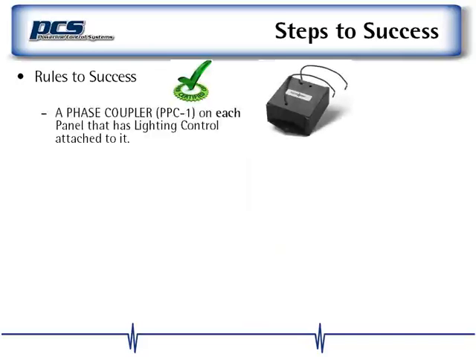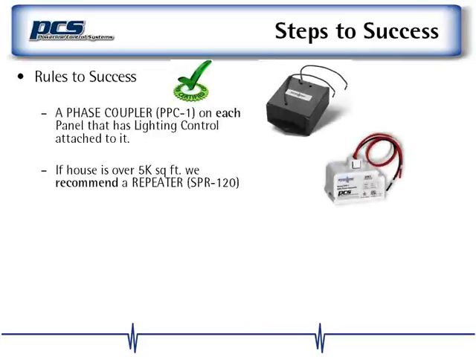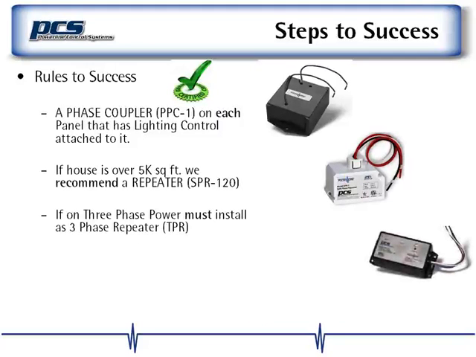So the basic rules: put in a phase coupler on every electrical panel that has lighting control on it. It's not worth a phone call if for some reason the signal doesn't cross over. If the house is over 5,000 square feet and or has more than 3 electrical panels, we do recommend the repeater. And this actually gives us some other capabilities within UPstart to do tests and certification and just to see how well everything is actually communicating to each other. And if you're working in a 3-phase environment, apartments, restaurants, things like that, you must put a 3-phase repeater in so it actually picks the signal up and puts it onto the other phase.